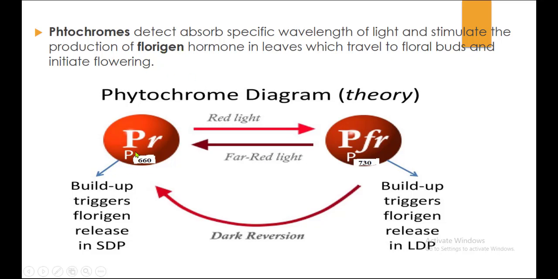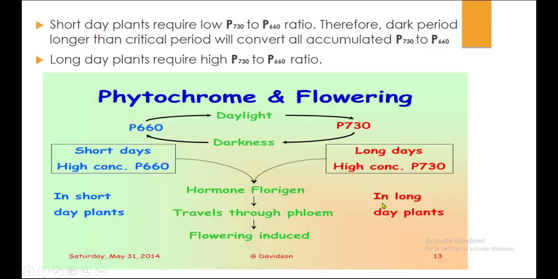So in short day plants, when P660 is in greater concentration, floragen is going to be released, and in long day plants, when P730 is in greater concentration, it is going to stimulate flowering. In this picture you can understand more clearly. See, short day plants require a low P730 to P660 ratio, meaning they need less P730 phytochrome. Therefore, a dark period longer than the critical period will convert all the accumulated P730 to P660.